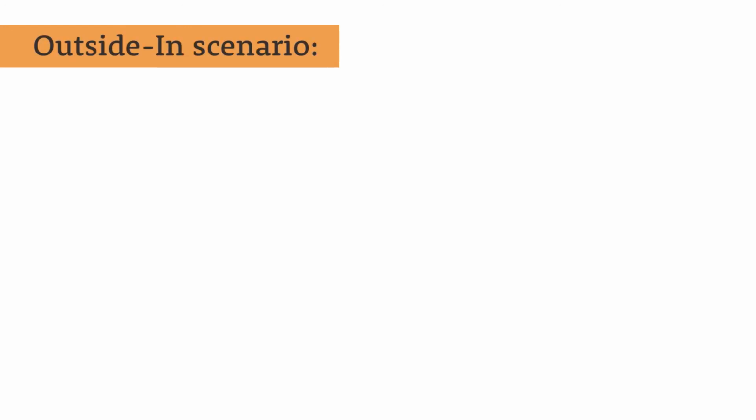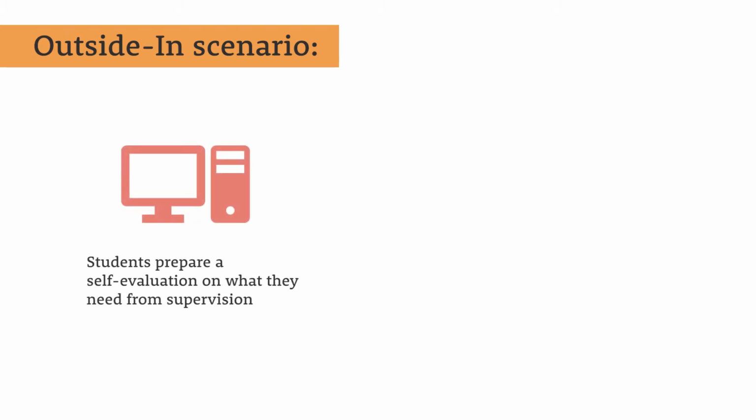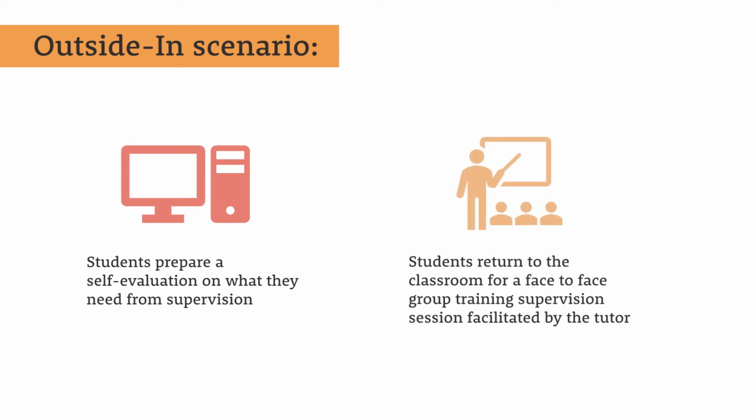Here is an example of the outside-in model applied to a different assignment. Students are sent learning resources such as a PowerPoint presentation, recorded lecture, or some reading to prepare a self-evaluation on what they need from supervision. They do this outside of the classroom. Students then return to the classroom for a face-to-face group training supervision session facilitated by the tutor.